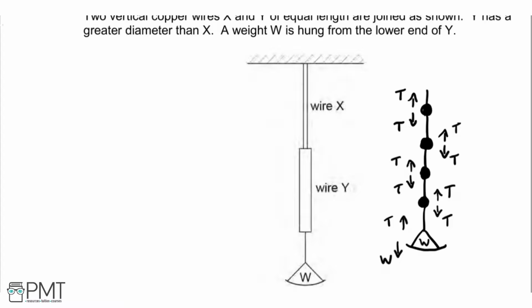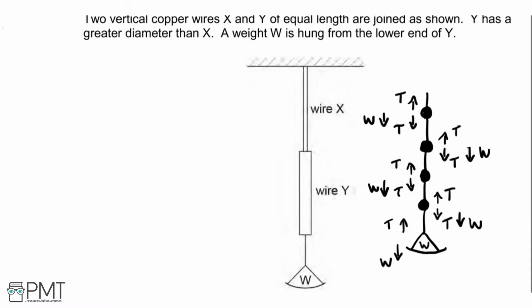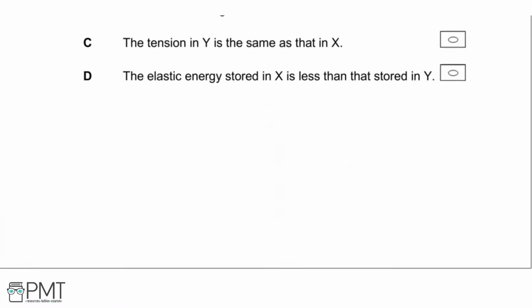Now, if weight of the individual particles were a thing, you'd have to add in extra arrows and the whole thing would become unbalanced. So we're actually going to treat each of those people as weightless. So as you can see there, the tension force in wire X and wire Y should be the same.